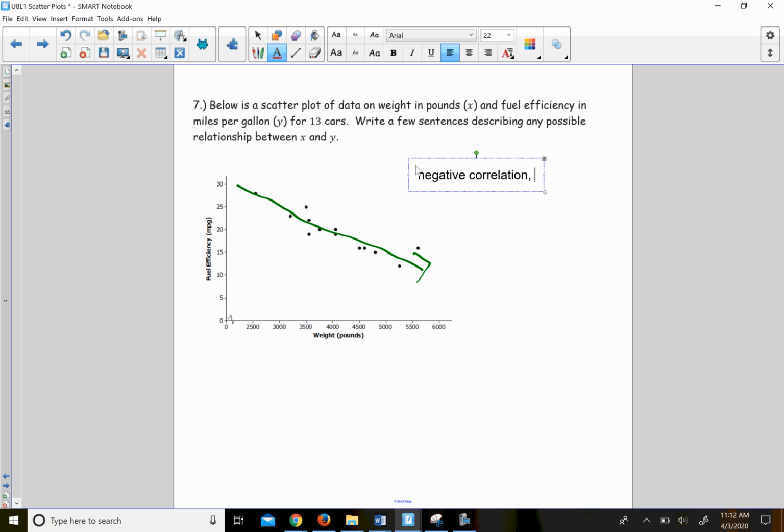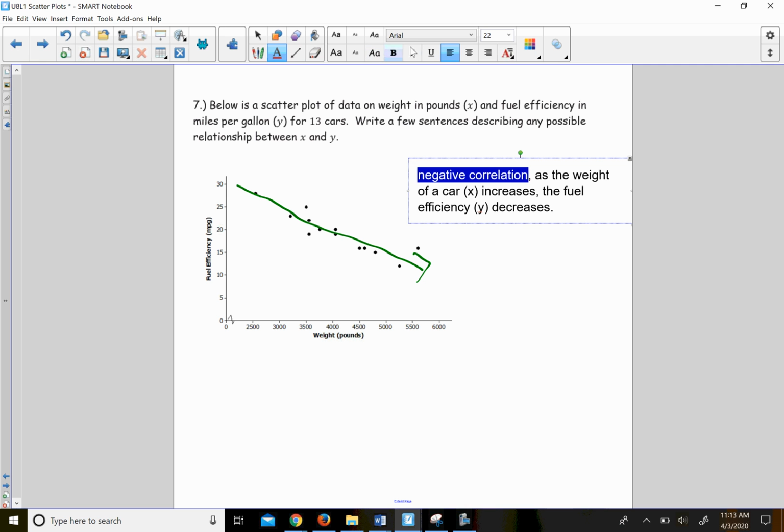One reason we can quickly identify that from the graph is because the points are moving down from left to right. But we're going to say here, as the weight of a car increases, and the weight of the car is the X value that we're using, the fuel efficiency, which is the Y value, decreases. So they're not moving in the same direction, so it's a negative correlation. Negative correlation because X increases and Y decreases. They're not moving the same.